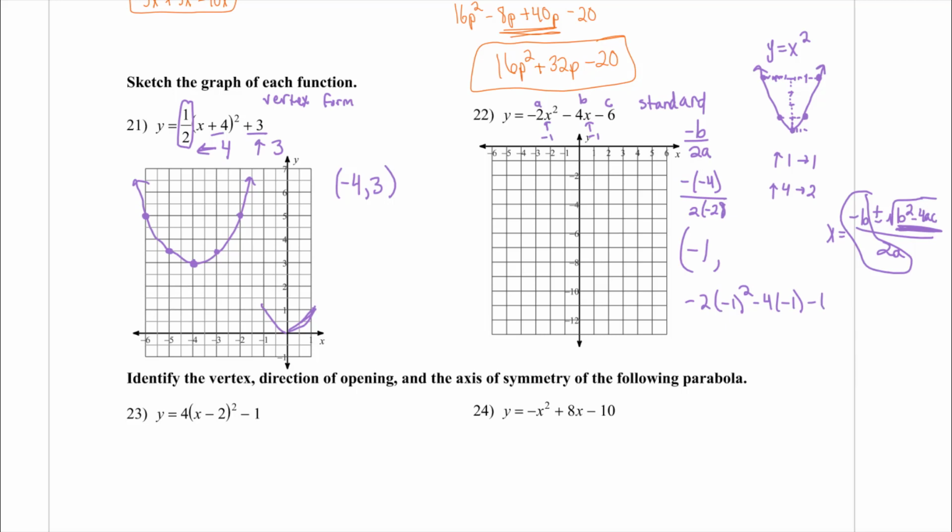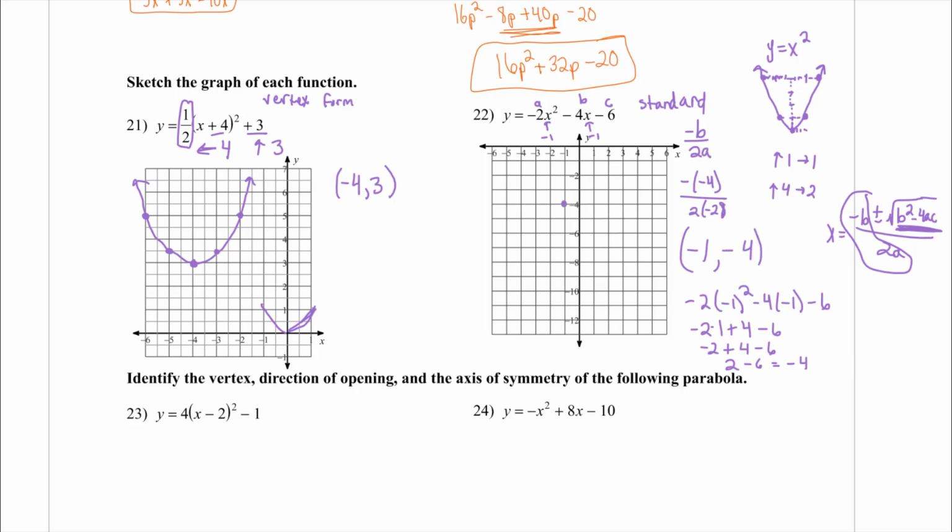We want to do -1 squared, which is 1. So negative 2 times 1 is what we'll do in a second. Negative 4 times negative 1 we can go ahead and do. That's plus 4. Negative 2 times 1 is just regular negative 2. Negative 2 plus 4 minus 6. That would be 2 minus 6, which is negative 4. So our vertex is negative 1, negative 4.